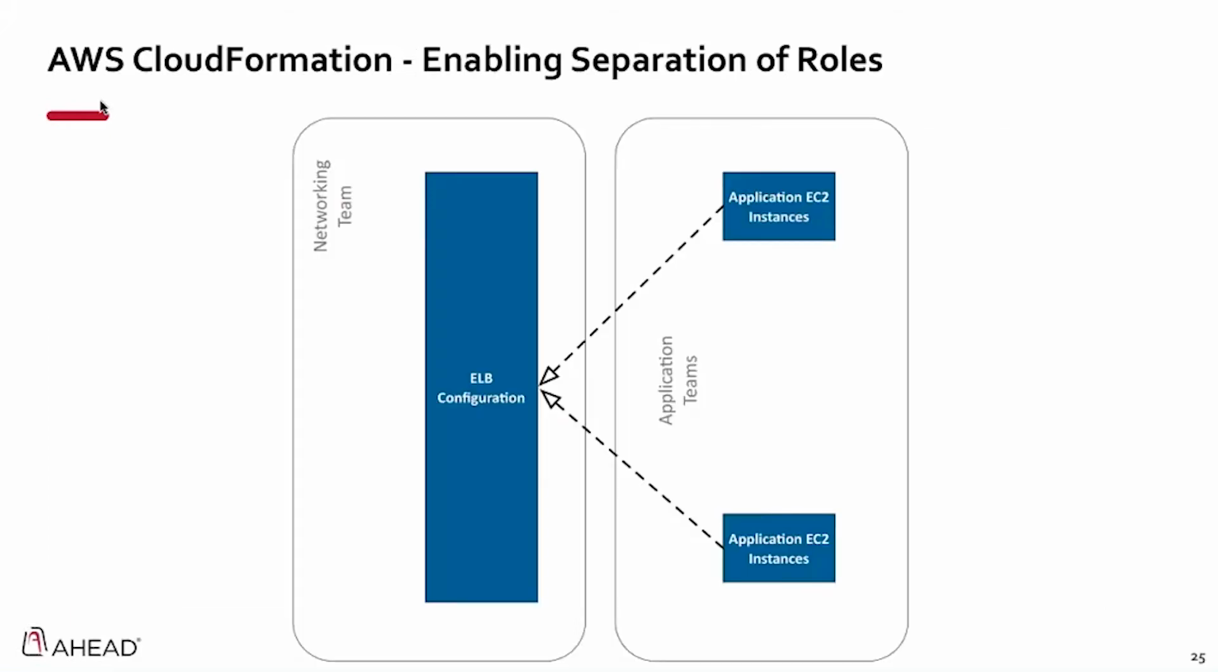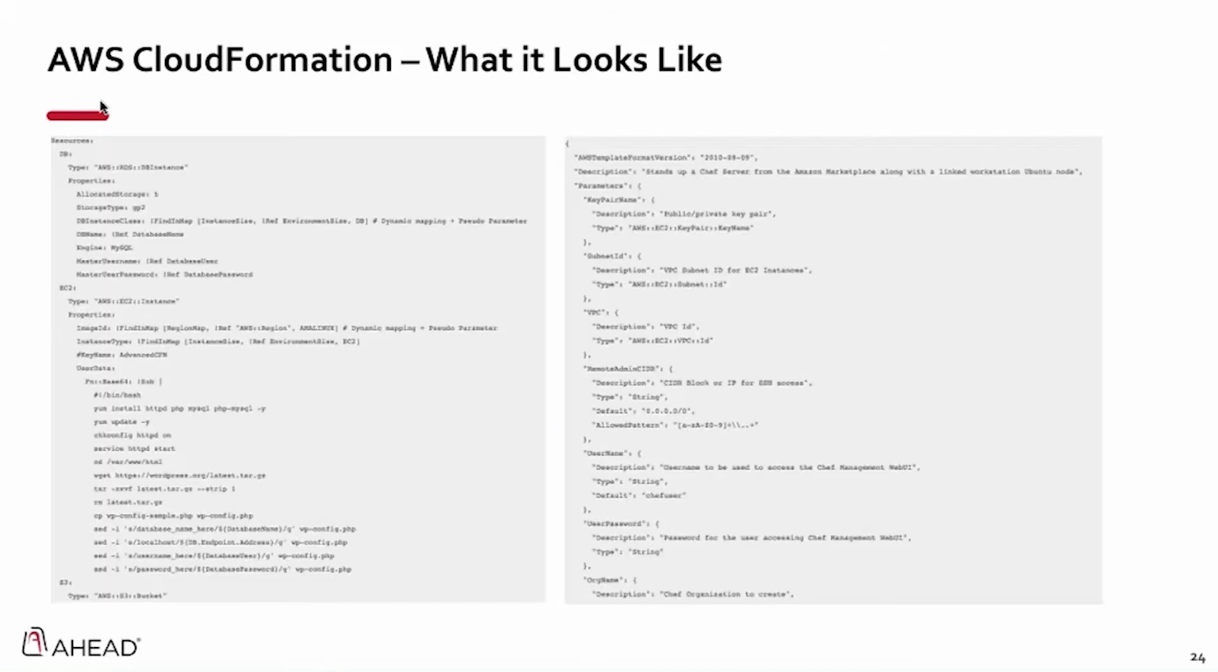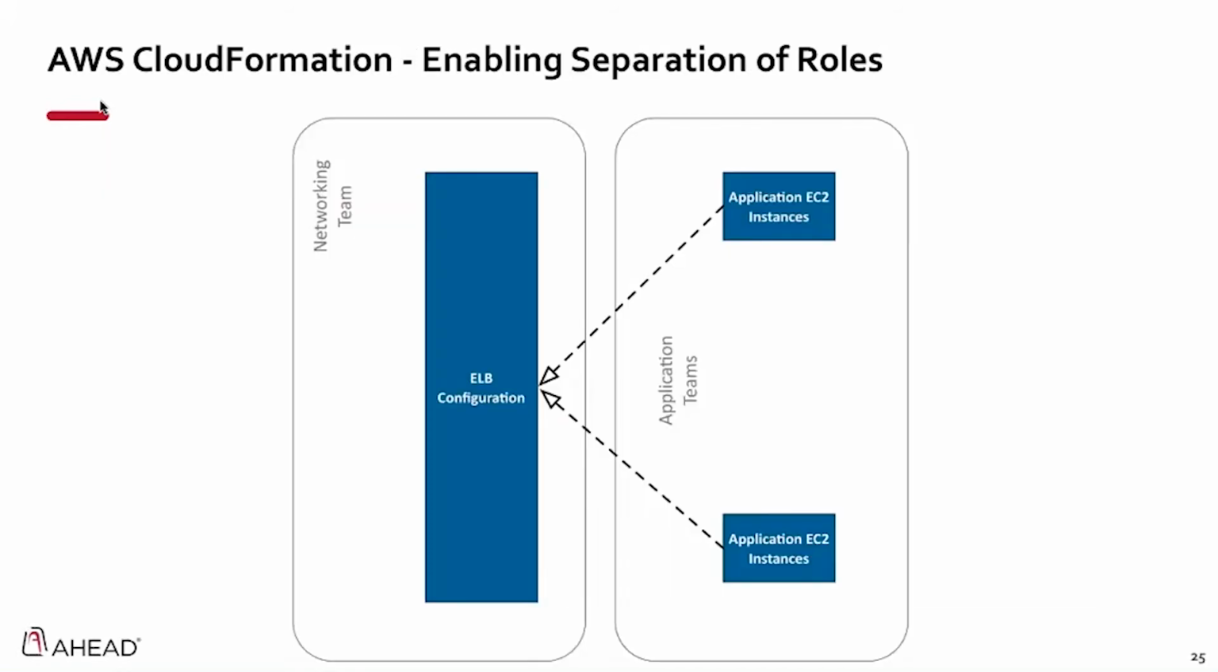So, how can we provide guardrails, understanding that we're using stuff that looks like this? How can we provide enterprise guardrails to CloudFormation, right? One way to do that is by separation of roles. We talked a little bit earlier about how on-prem maybe the networking team would need to take care of the load balancer.